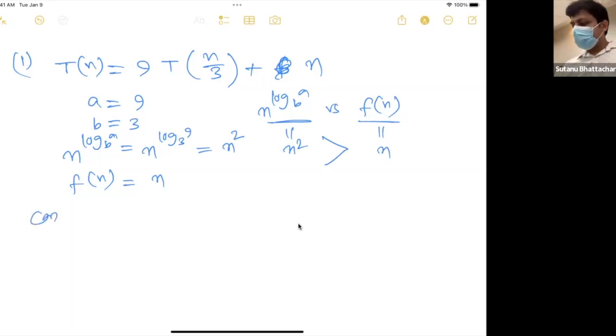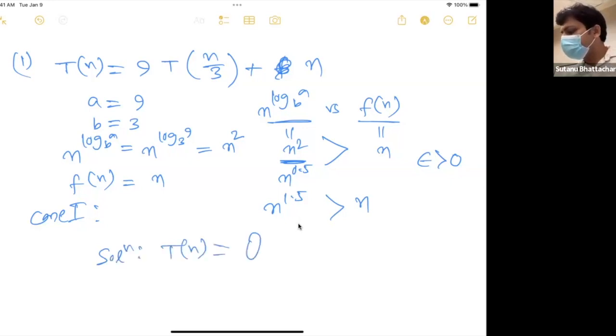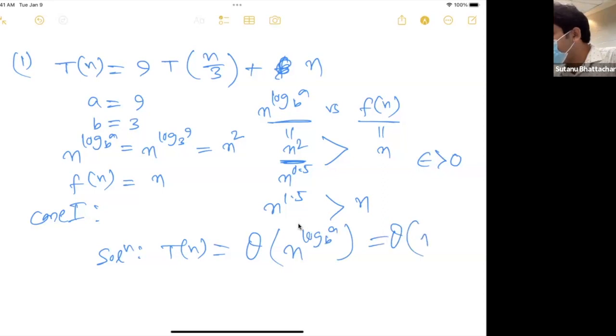Case 1. Very good. You can even check whether it's polynomially larger or not. What does that mean? If you divide the left part by a polynomial term for a particular value of epsilon, it should still be larger than the right part. So you can divide it by a very small term like n power 0.5, because epsilon should be greater than 0. So still it is n power 1.5, which is greater than n, right? So you can find such an epsilon value. You need to find just one such value. So it is polynomially larger. That means case 1 can be applicable. If case 1 is applicable, what is the solution? Actually n power log a base b, it is nothing but theta n square. Clear? Great.